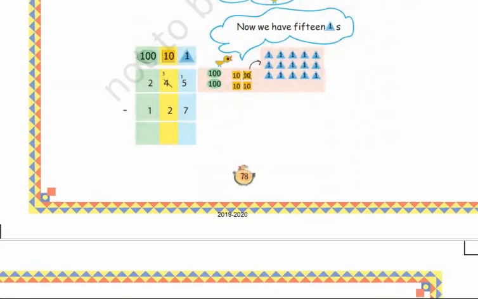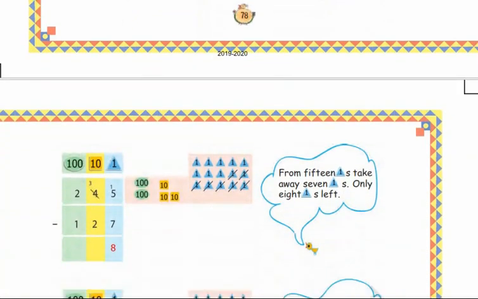245 minus 127. So this 5 has become 15 now. So 15 ones minus 7 ones, otherwise 15 minus 7. How much? See, you can see here 15 ones are there. You have to strike out 7 ones from there. So cut 7 ones from here. Remaining how many ones are there? Count it. 1, 2, 3, 4, 5, 6, 7, 8. There are 8 ones. Okay. So write here 8. Now from 15 ones take away 7 ones. Only 8 ones left.